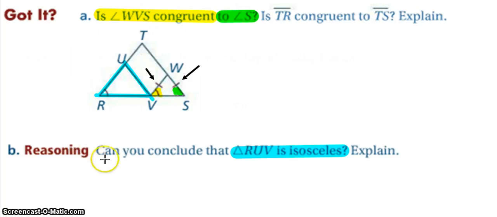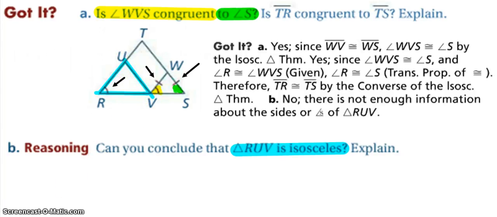If we look here at B, asking can we conclude that RUV is isosceles. So here's my triangle RUV. Now we might be able to prove a couple things, but we only have one angle given to us inside of here. We don't know anything about angle U, and we don't know anything about angle V in the triangle, so we do not have enough information. And there is the answer written out with all of the details needed.